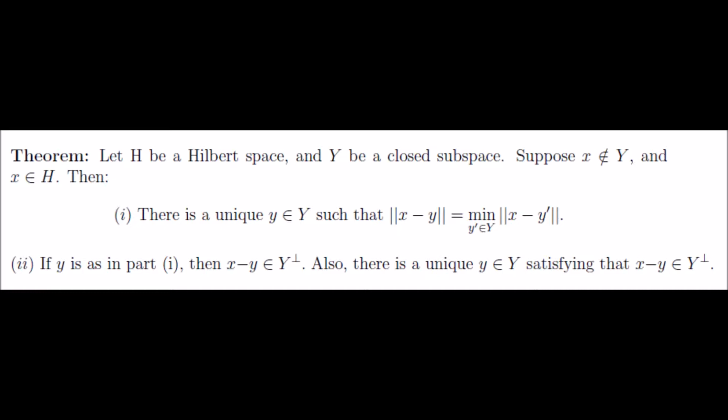Today we'll look at a theorem which basically states that if we're in a Hilbert space and we have a subspace Y and we have a point outside of this subspace, then there's a unique closest point. Okay, so now we prove existence.